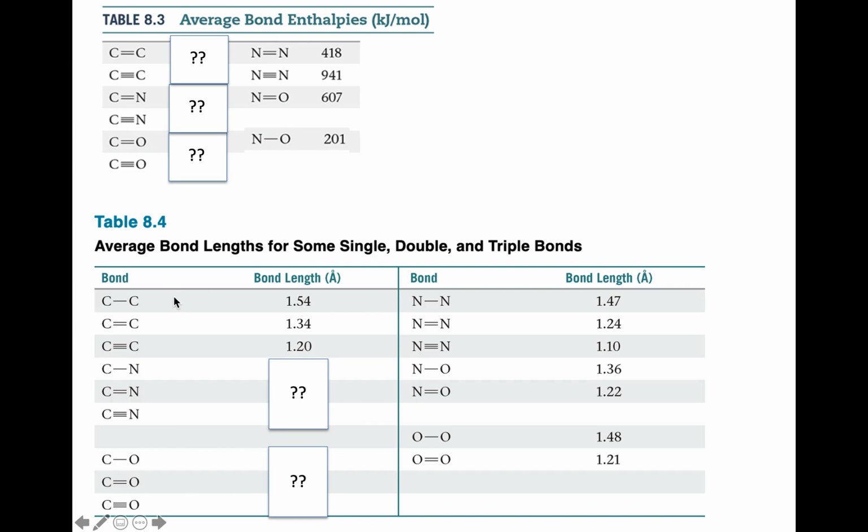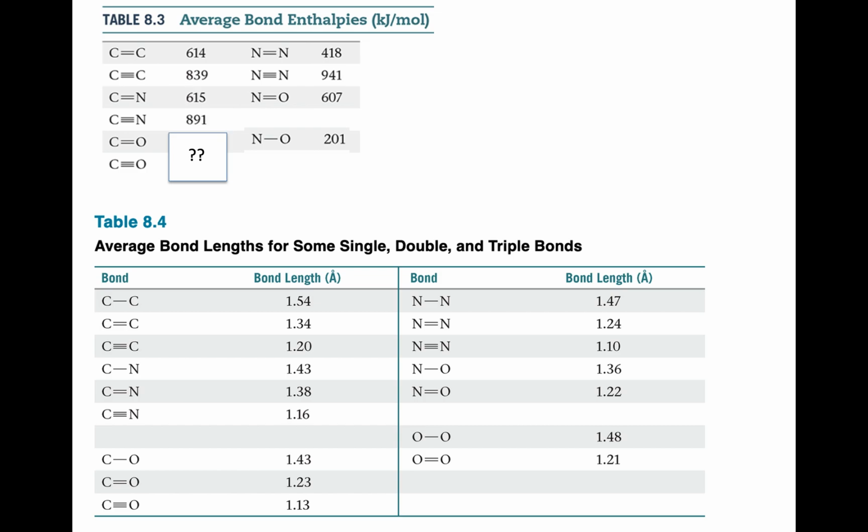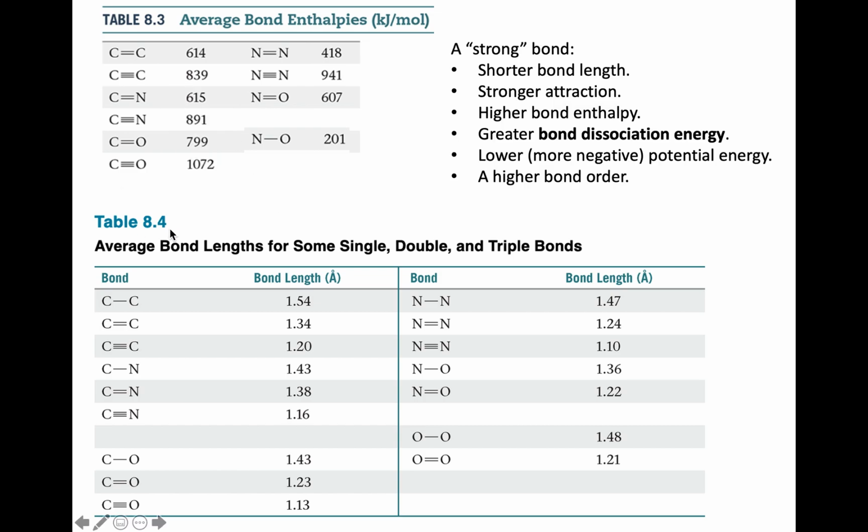For the bond length, we see that a single bond is longer, and it's getting shorter as the bond order increases. This is true for carbon with carbon, carbon with nitrogen, carbon with oxygen. Connecting that then to the bond enthalpy, a triple bond is a stronger bond. It has a higher bond enthalpy than a double. And that's true in each case.